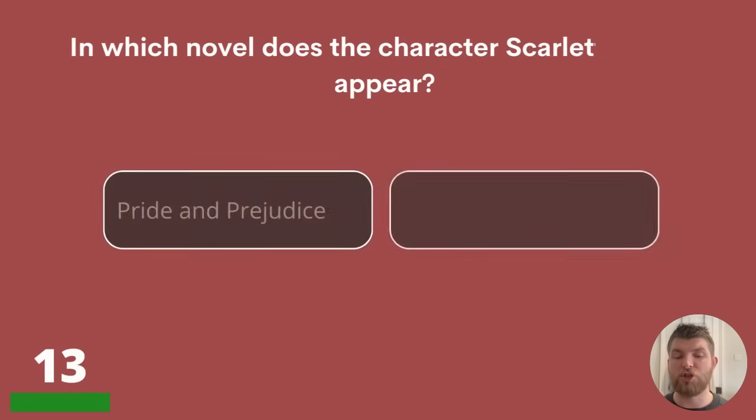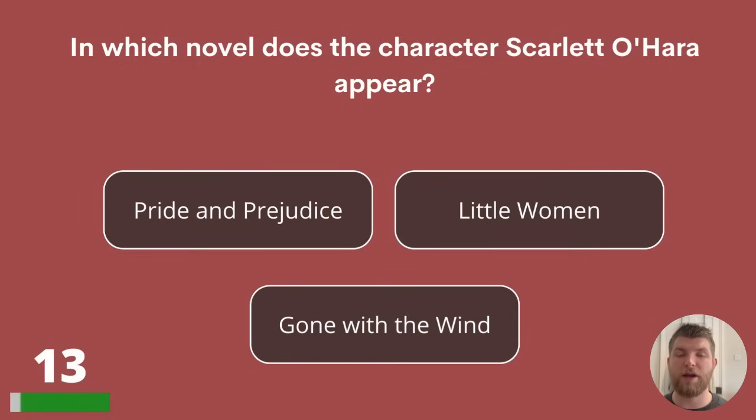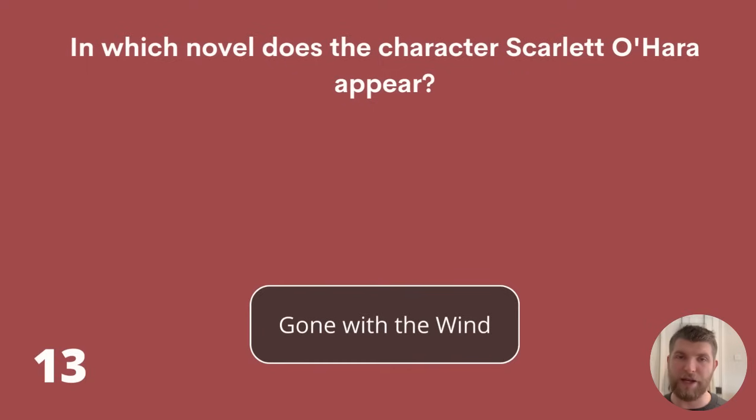13. In which novel does the character Scarlett O'Hara appear? Pride and Prejudice, Little Women, or Gone with the Wind? The answer is Gone with the Wind.